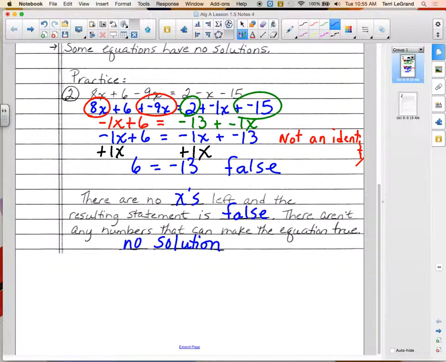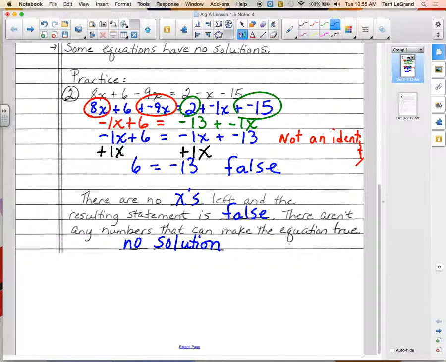It's not an identity. The x's disappear. All of a sudden I'm trying to solve for x and they're no longer there. I get a statement that doesn't make any sense. 6 equals negative 13, or 0 equals 10, or negative 1 equals 1,000. It's not true. It's false. I'm going to say, you know what? This is one of those no solution ones then. Okay?